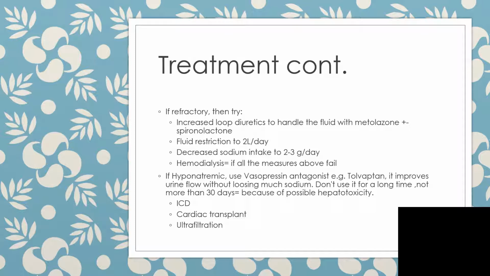If hyponatremic, we can use a vasopressin antagonist called tolvaptan. That will improve urine flow without losing much sodium. Isn't that great? Also, I need to make a disclaimer, I'm not selling the drug, I'm just talking about a good one. Don't use tolvaptan for a long time. And somebody will ask, why that? Don't use it for more than 30 days because of possible hepatotoxicity.